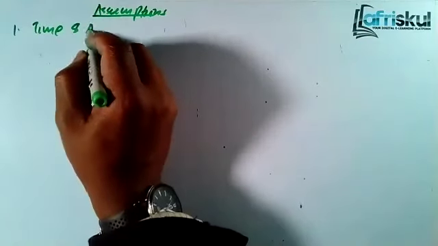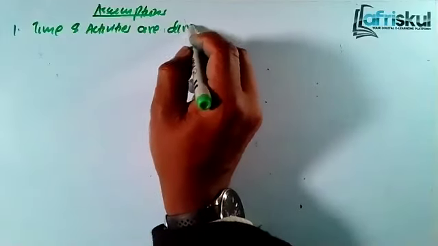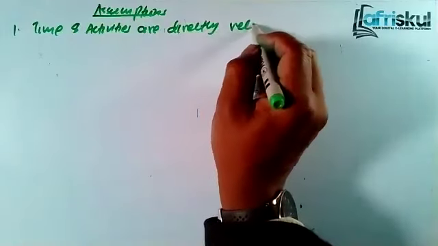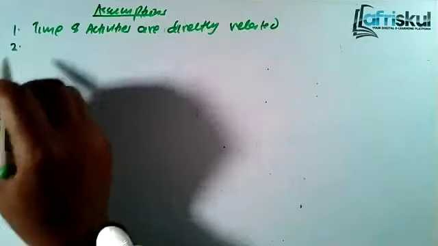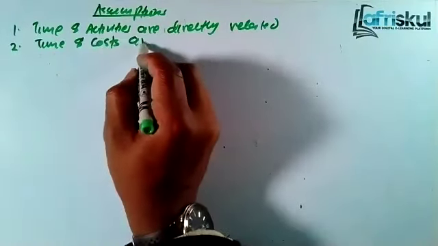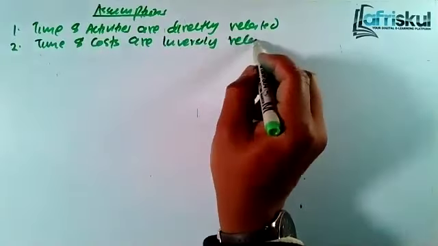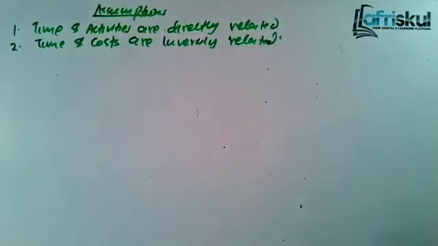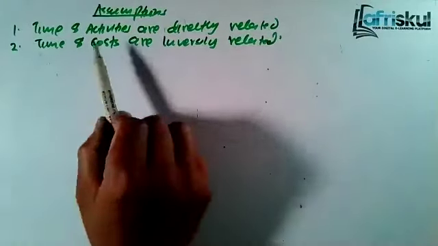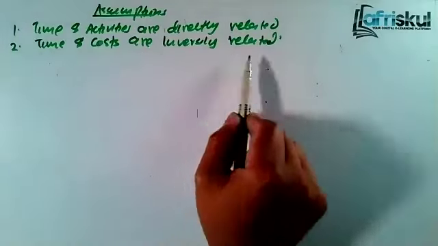Assumptions. Number one, time and activities are directly related. And time and cost are inversely related. What do we mean? Time and activity are directly related. That means the more activity you have, the more time you'll take. That means they are directly related. But time and cost, they are inversely related.